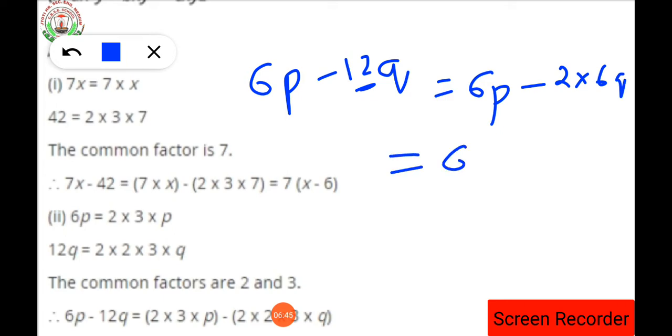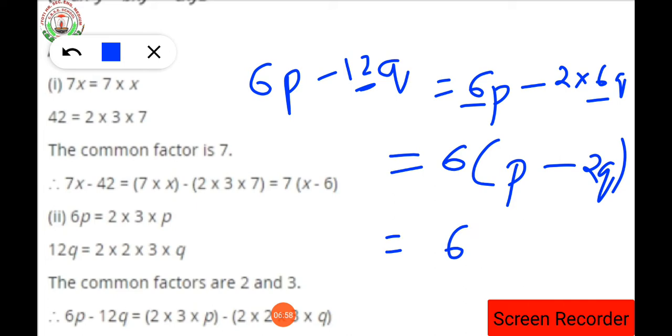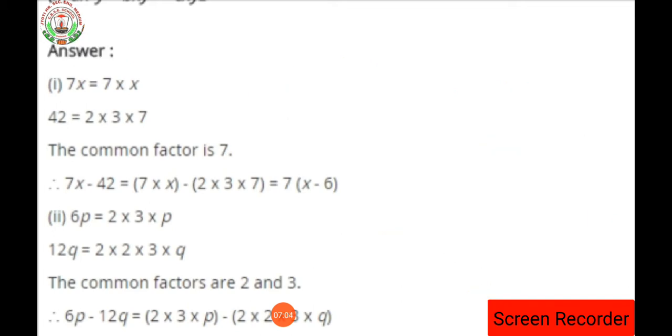Now 6 can be taken common as it is contained in both the terms. It's a binomial and it contains 6 in both the terms, isn't it? So 6 into p minus how much? 2q we are having. So the required answer will be 6 into p minus 2q.